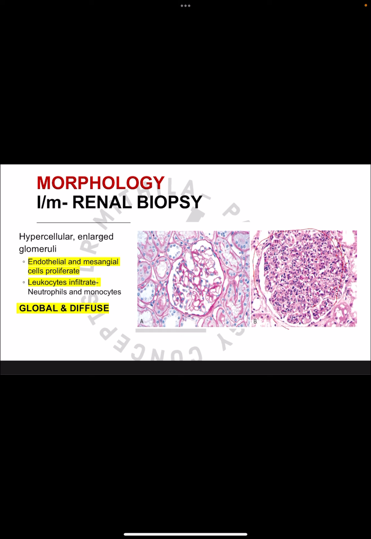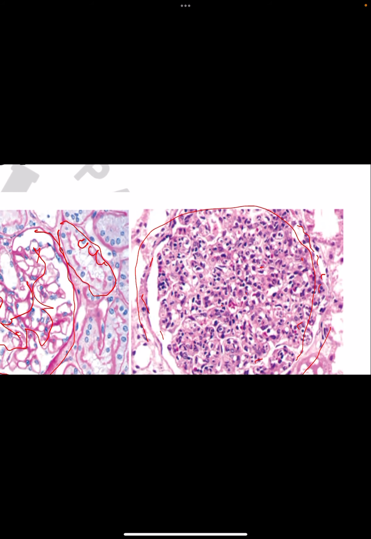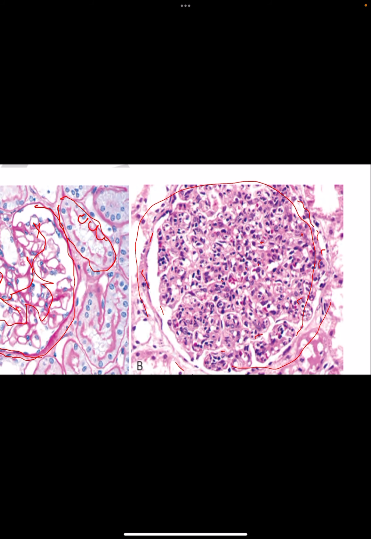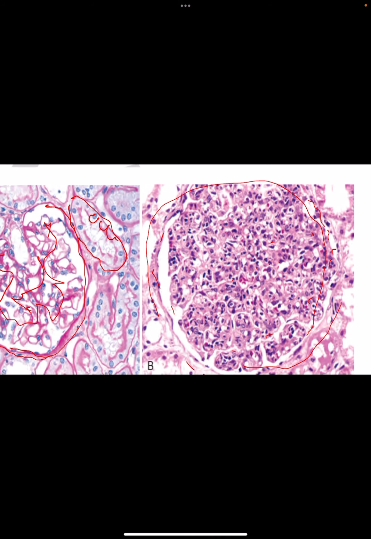So you see here, this is the normal glomeruli. The basement membrane is highlighted with the PAS stain, and these are the normal tubules lined by the cuboidal epithelium, and this is the glomeruli, and inside this there is a capillary tuft. So here you can see the glomeruli is enlarged in size, and inside there are inflammatory cells and also proliferating mesangial and endothelial cells.